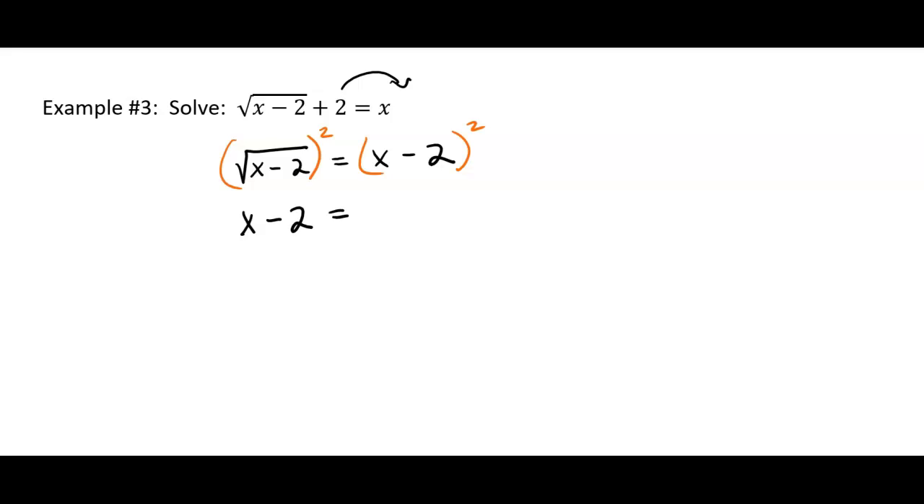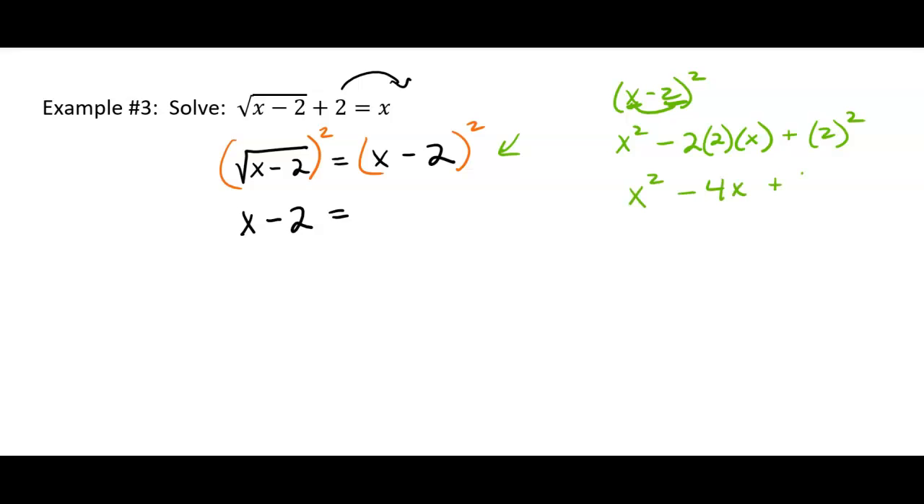Okay, now on the right side, you have to square this out. A really common mistake is people think, oh, I'll just square the x and I'll square the 2, but that's not how it works. So if you're squaring x minus 2, you're taking the first term and you're squaring it. First term, I gotta draw my smiley face, first term and square it, multiply the 2 together but double it, and then you gotta square the last term. So we're going to get x squared minus 4x plus 4.